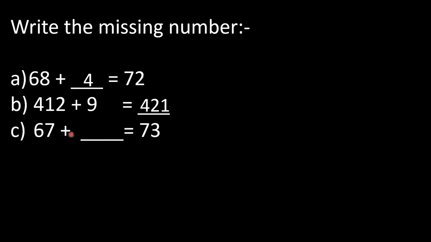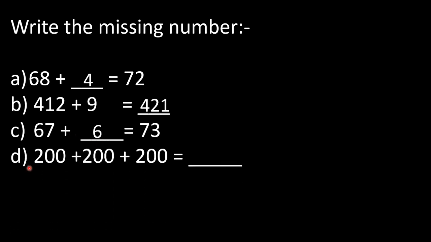Now in C part, 67 plus dash is equal to 73. So again here we have to keep 67 in our mind and we have to speak counting up to 73 and we will open one finger accordingly. So let's start. 68, 69, 70, 71, 72, 73. So how many fingers you have opened? That is 6. So we will write 6 here.